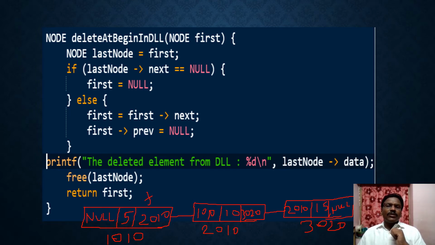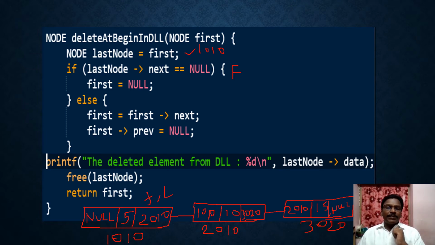In this, node first is representing 1010. Now node last equal to first. It means that the first node is representing 1010. After the statement execution, the last node is also representing 1010. Then if last node next equal to null: the last node next is 2010, so the condition fails. So move to else.